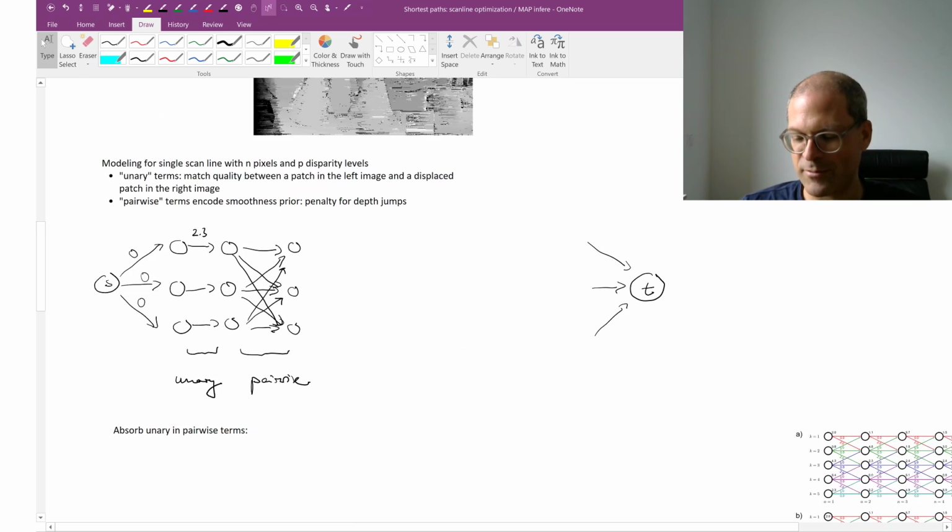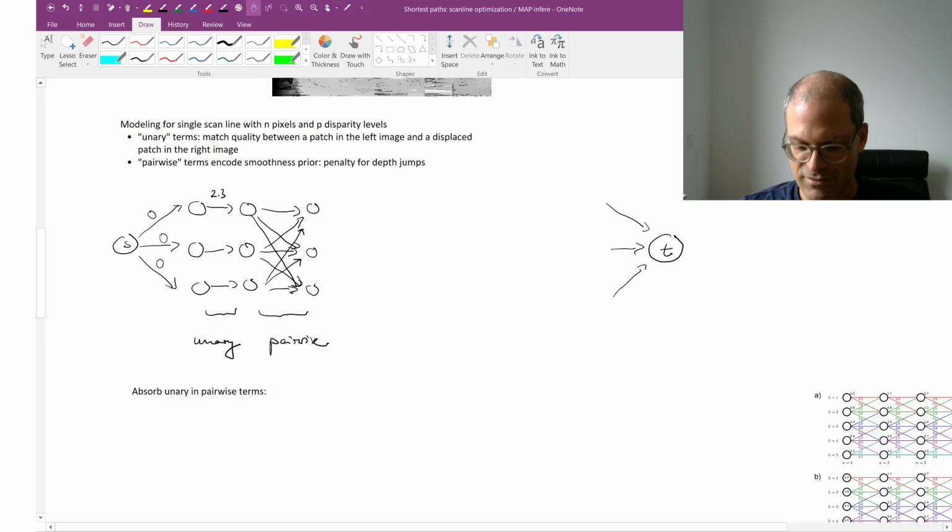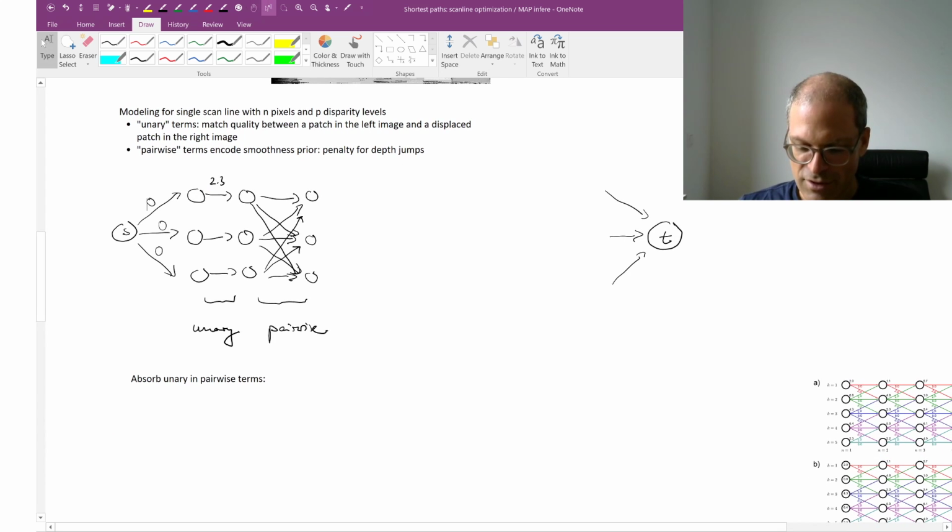I'm just mentioning it because sometimes if you're using ready-made code, you may have unary terms, but the ready-made code may not allow having costs for the nodes, and so you can mess with your graph to still represent those unary costs. Also, if you don't like having this kind of a graph structure where we have these alternations of, all right, these are unary terms, and then come again pairwise terms.